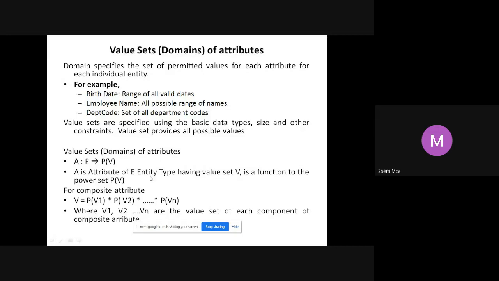When we say composite attribute, it is going to have different components. So for each component, I can have a different set of values which are allowed. Street name has some set of values allowed. Door number has a different set of values allowed. Then we have a city, with a different set of values allowed, like that. That is why we have given here P of V1 star, P of V2 star, P of Vn. V1, V2 are the value sets of each component. When we say composite attribute, obviously that attribute is made up of several components, so for every component you are going to have some values.